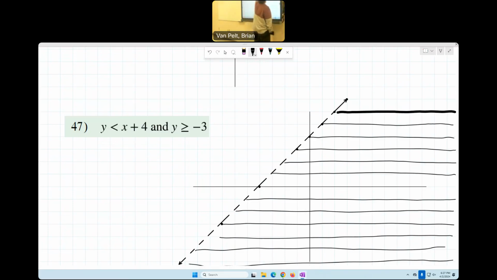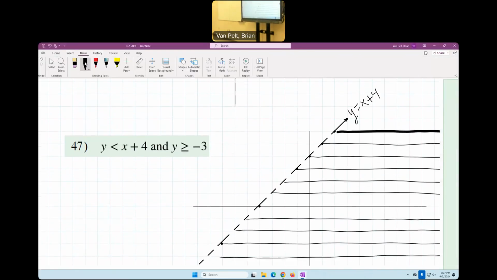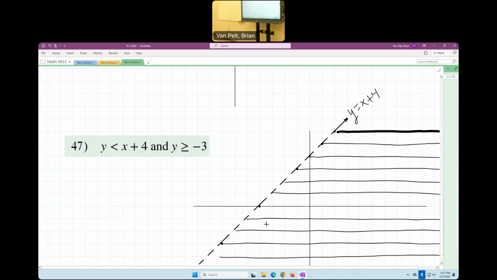This line that I drew was y equals x plus 4. Now the second line is horizontal. That's y is greater than or equal to -3. So that's just a horizontal line through -3. Let me draw that. Where's -3 at? -3, 1, 2, 3. Okay, so it's here. Let me start way over here so I can tell where it came from.